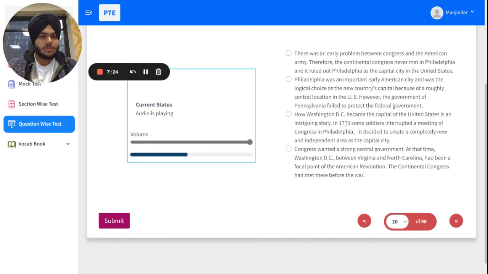Congress was meeting there when some soldiers disrupted them. The soldiers demanded payment for their service during the war, but Congress had no money. It asked the government of Pennsylvania to protect it, but the government refused. Congress promptly left Philadelphia, so that ruled out Philadelphia. Congress realized it couldn't rely on the states to defend it.